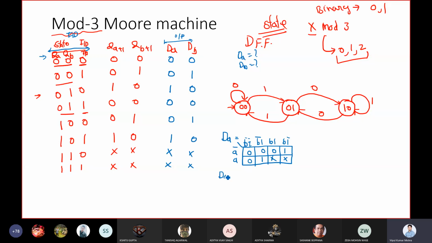So what will be the DA equation? We can make two pairs here, right? One pair is this and one pair is this with the help of don't care. So what will be the DA value? It will be QA I plus QB I bar. Any doubt on this? Anyone? Has any doubt on this? How we got this DA equation?